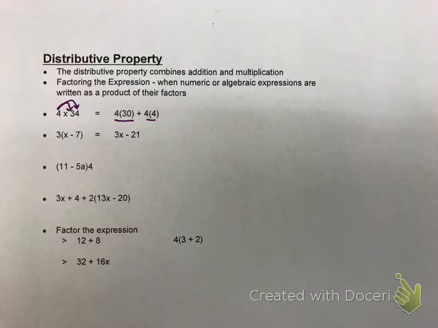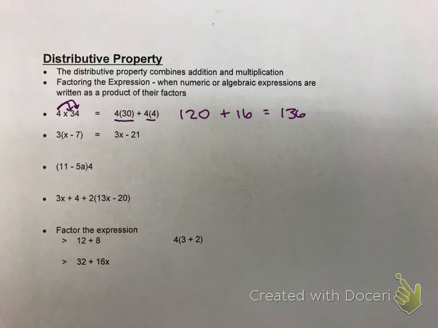The thought process is that 4 times 30 is something that you can do in your head. 4 times 30 gives you 120. 4 times 4 is 16. We add those together, we get 136. Using that same thought process, that's how we're going to apply the distributive property when we have variables.